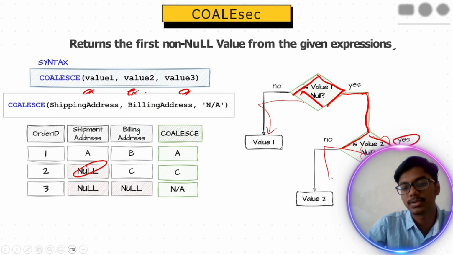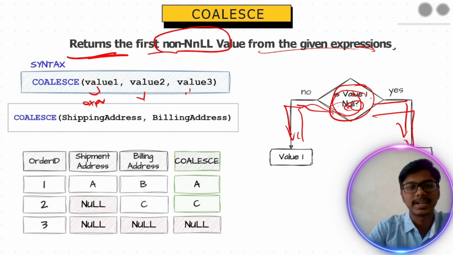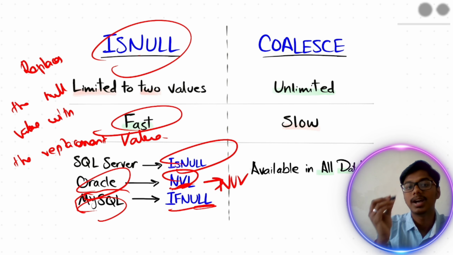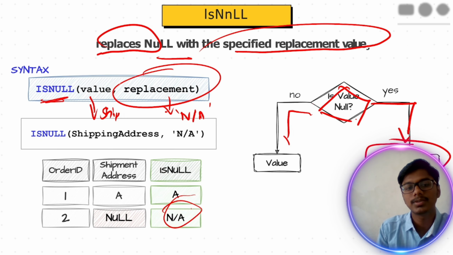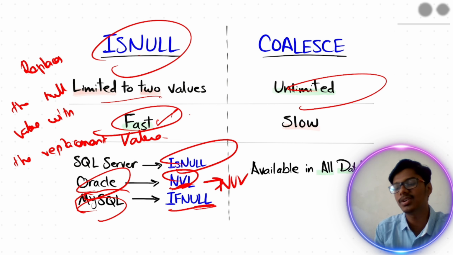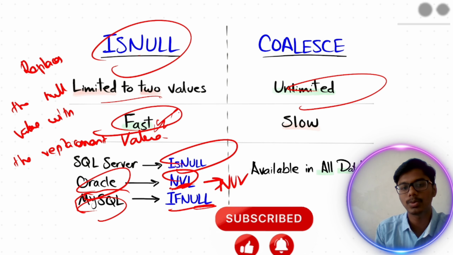So now let's dive into the practical part. We have discussed the ISNULL and the COALESCE, and the differences between them. ISNULL is limited to two values. We are giving one value, the replacement, but it is unlimited in COALESCE. ISNULL is very fast when you are using a replacement value, because there are only two values.